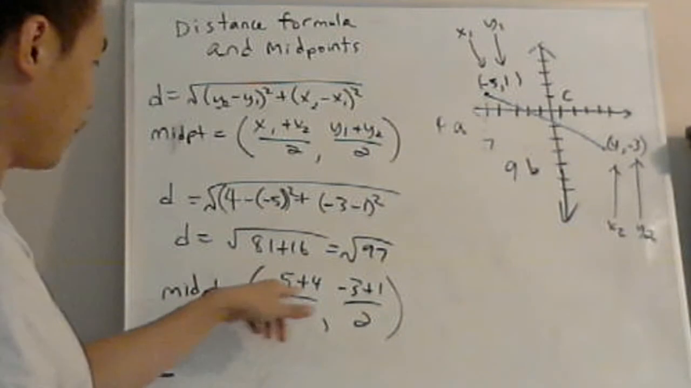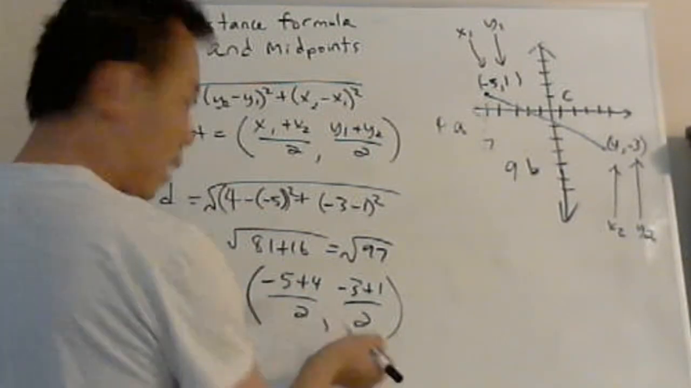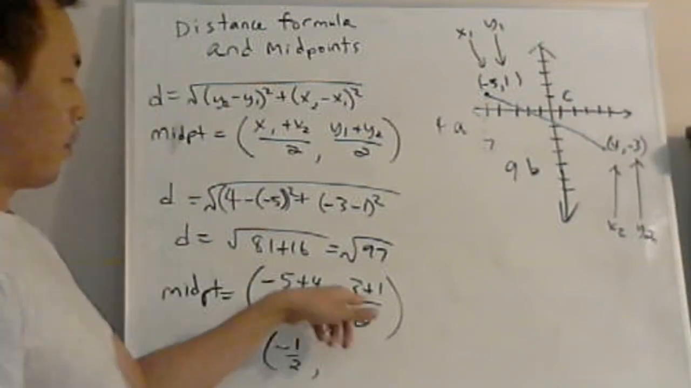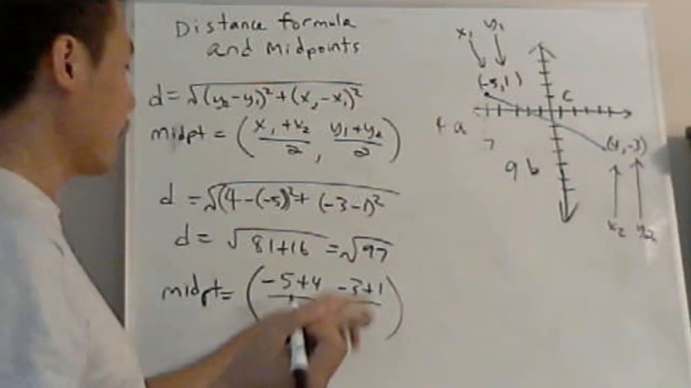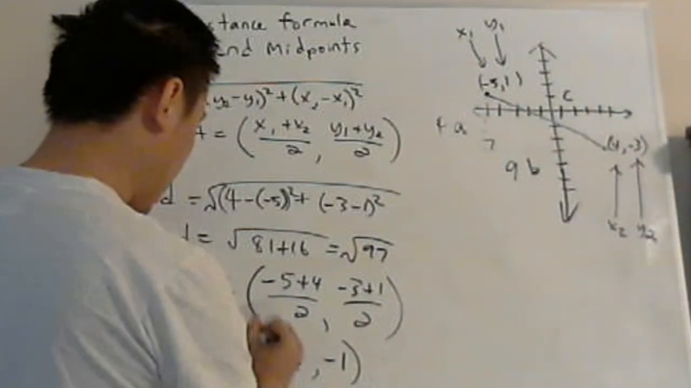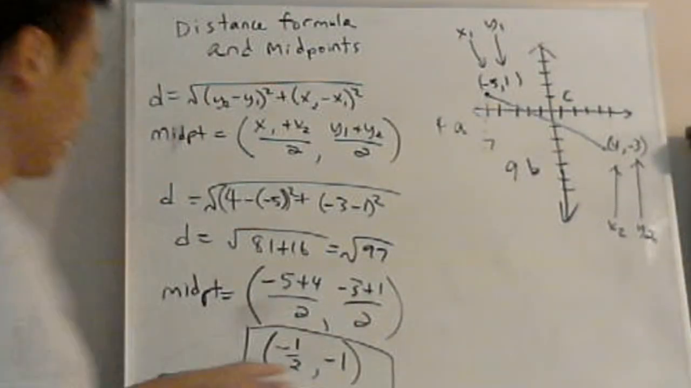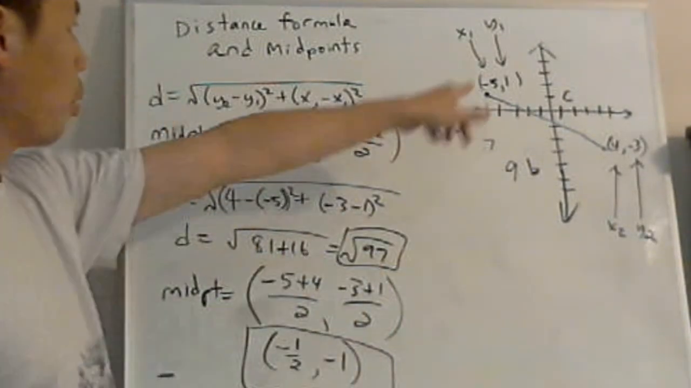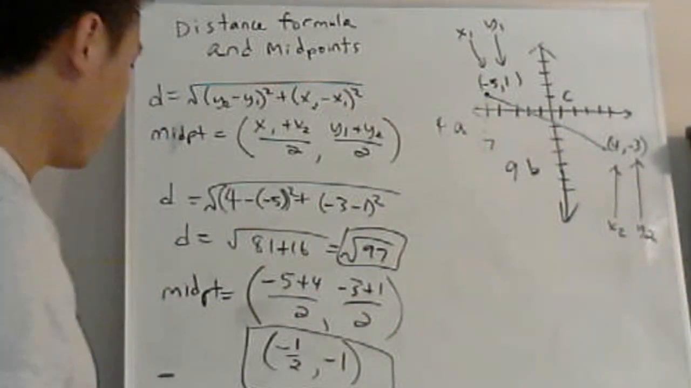Negative 5 plus 4 is negative 1, so that's negative 1 half. Negative 3 plus 1 is negative 2, and negative 2 divided by 2 is negative 1. And that's your answer. So this is your midpoint, and this is your distance between the 2 points, (-5, 1) and (4, -3).